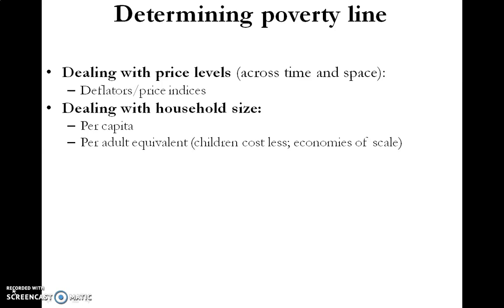When determining the poverty line, you also need to deal with price levels across time and space. So you would need to use deflators and price indices in those calculations. You also need to deal with household sizes because we know that they vary considerably depending on different factors. So you may need to use per capita or per adult equivalents when you consider that children cost less and economies of scale may be realized in larger household sizes.